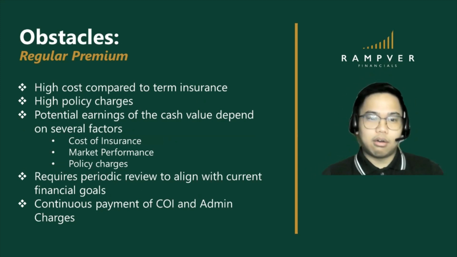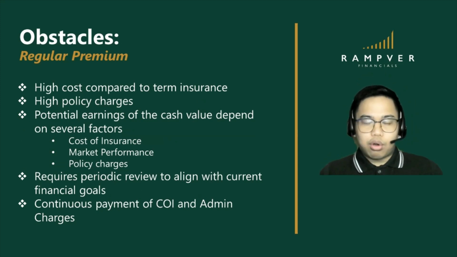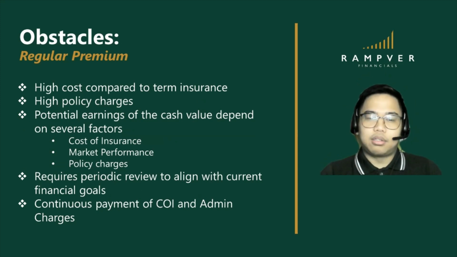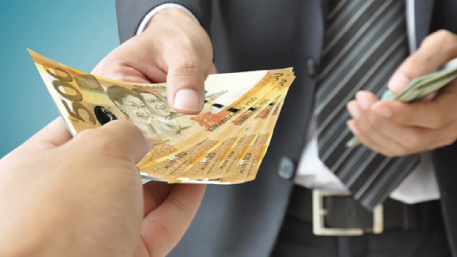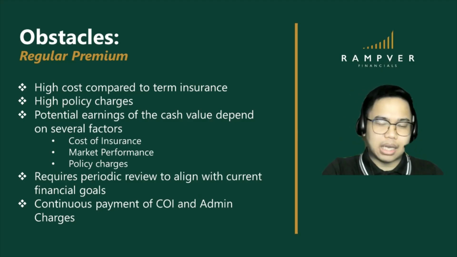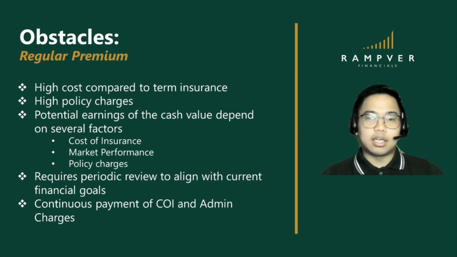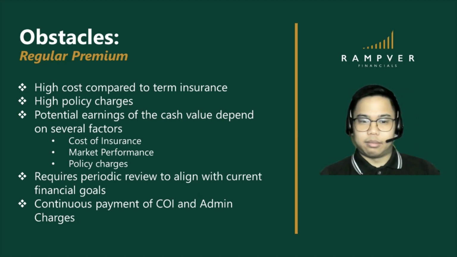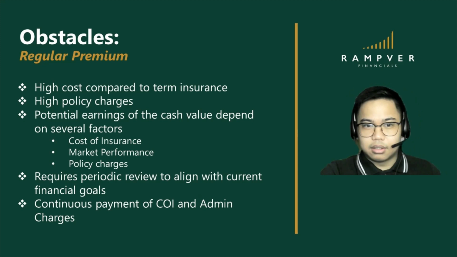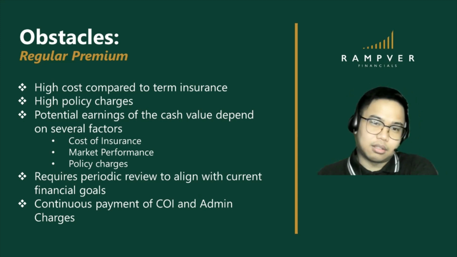Now next, pag-usapan naman natin ano yung mga obstacles naman na nakikita natin sa mga regular premium. Number one would be, of course, the cost is higher compared to a term insurance. There are so many factors. There's the investment component, and typically naman po kasi ang permanent plan, mas mahal po talaga siya compared to a term insurance.